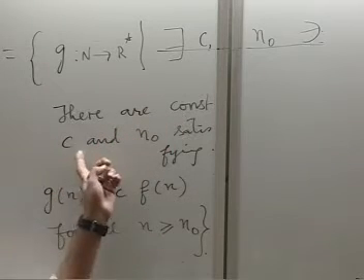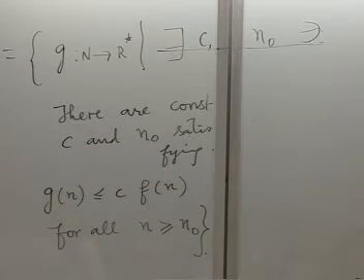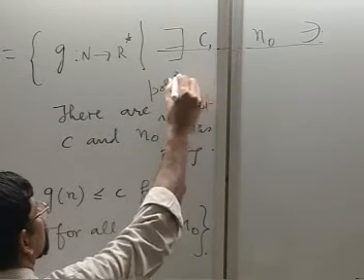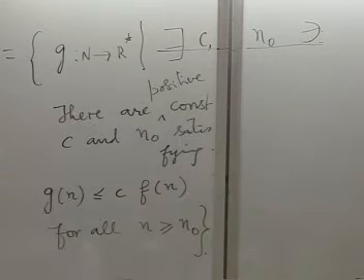So there are constants c and n naught satisfying this condition. In fact, these are all positive constants because everything involved here is positive. You can qualify this as well. There are positive constants such that g of n is less than or equal to c times f of n. Such a collection of functions is called big O of f of n.